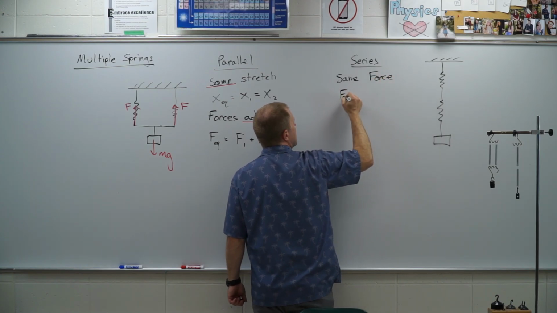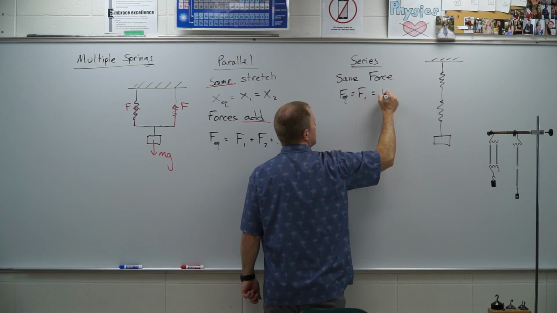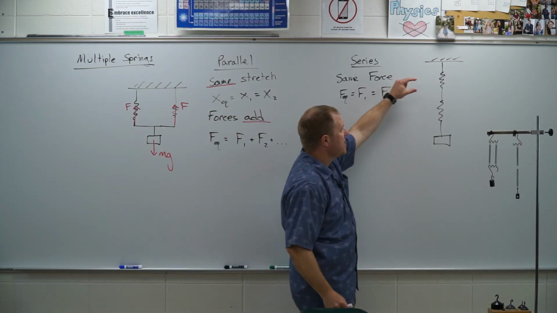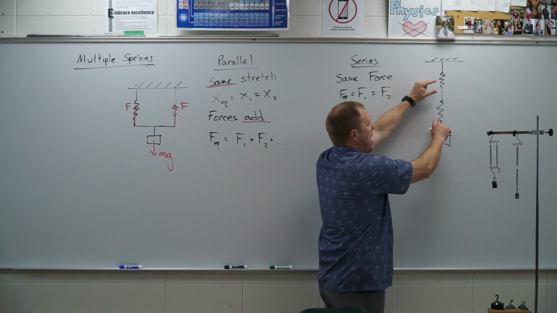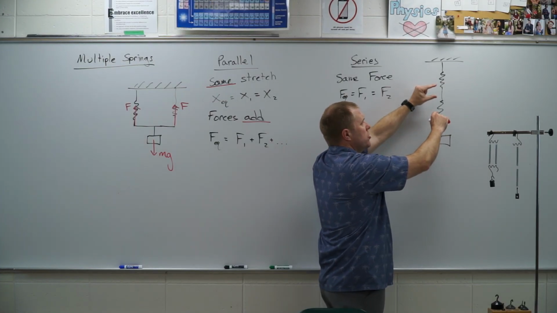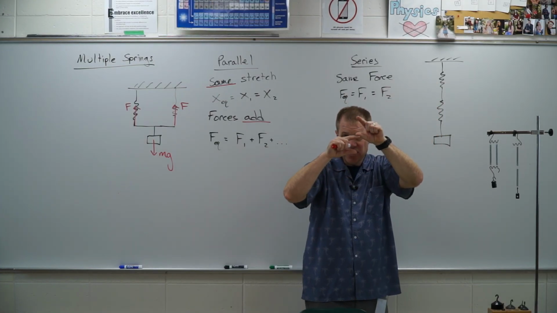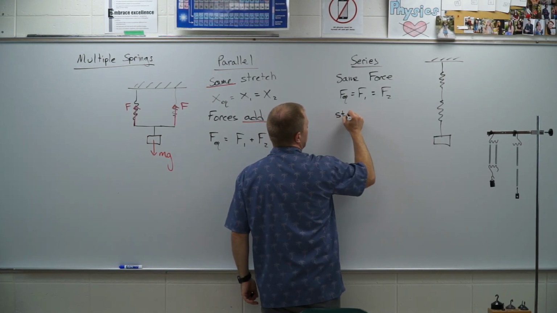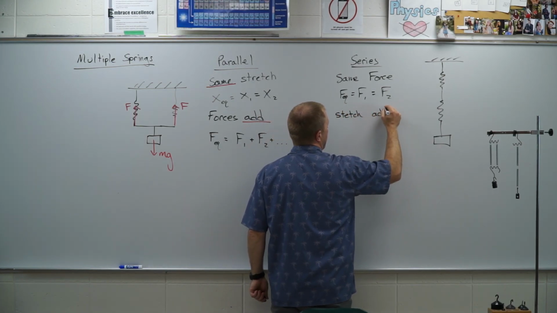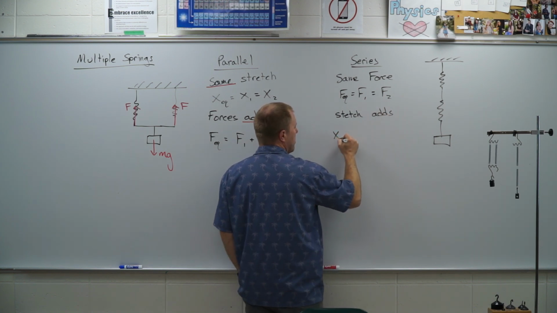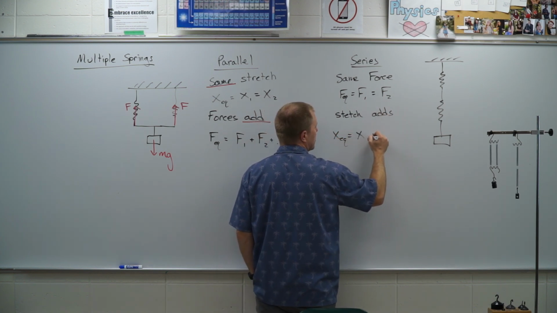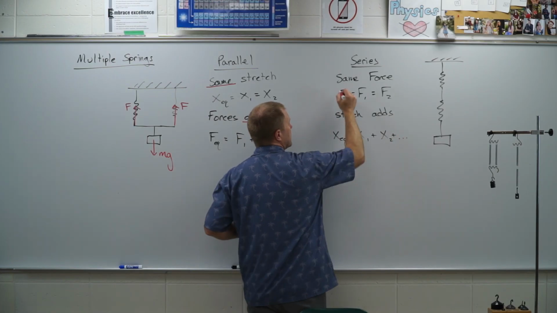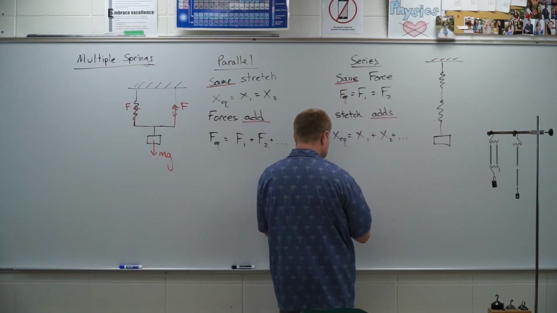So we have F_eq is the same as F1, which is the same as F2. So what adds up then? If this top spring stretches this much and this bottom spring stretches this much, the two combined stretch this far. So what adds is the stretches. The equivalent stretch is going to be the combination of all of the stretches of all of the springs. So again, we want to figure out what's the same and what adds.